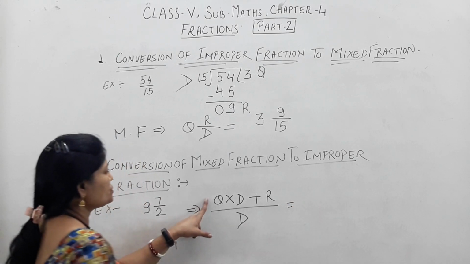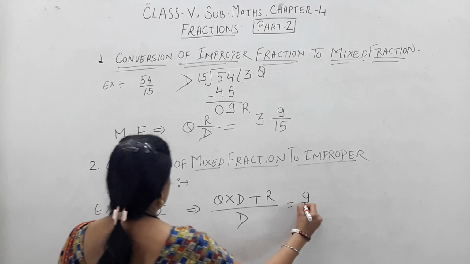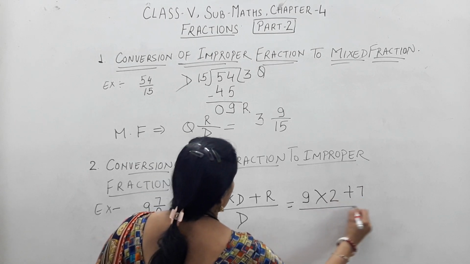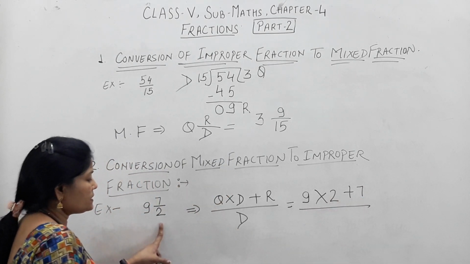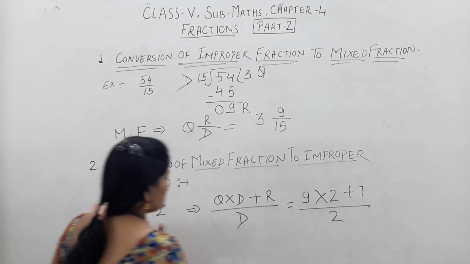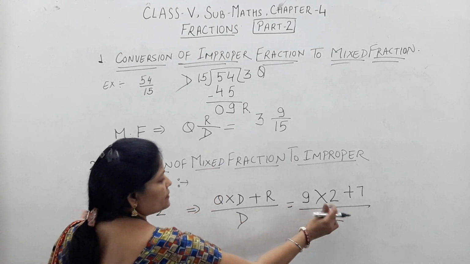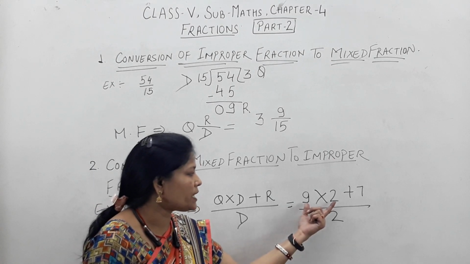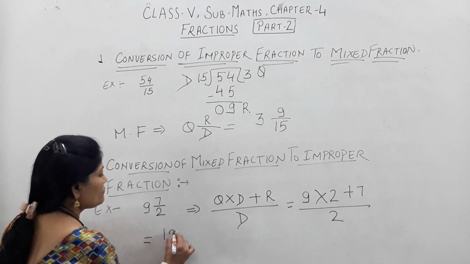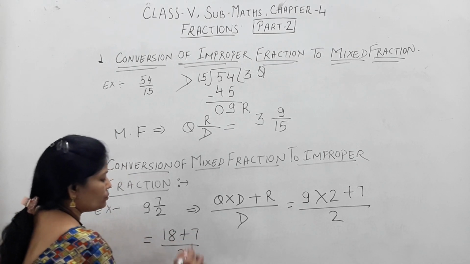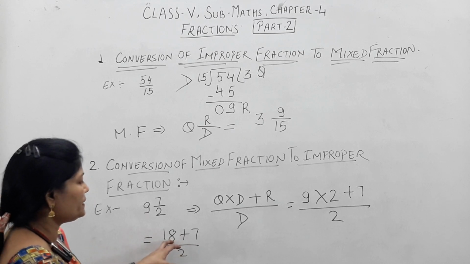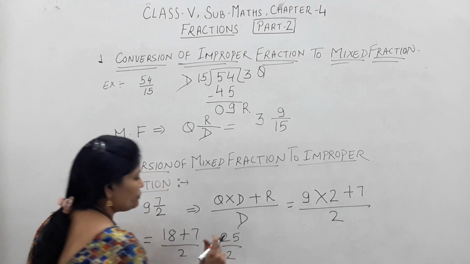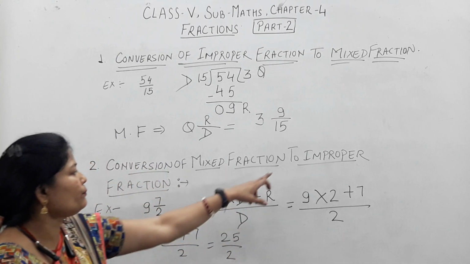Yes children, what are my quotient, divisor and remainder? Quotient is 9, divisor is 2 and remainder is 7 upon 2. See, 9 twos are 18. First we will do multiply because we know the BODMAS rule. So 9 twos are 18 plus 7 upon 2. After that add both of them, 18 and 7, that is 25. So 25 upon 2. 25 upon 2 is an improper fraction.